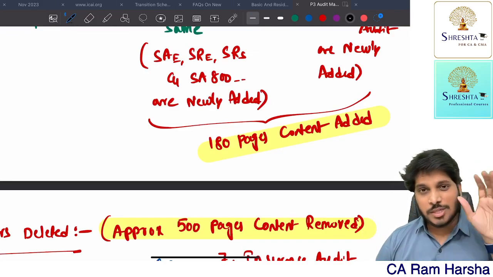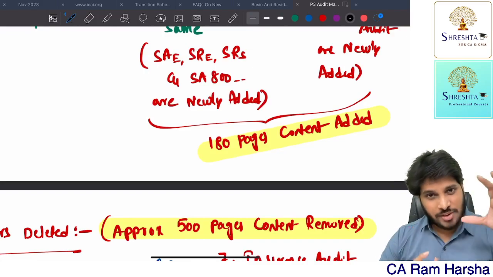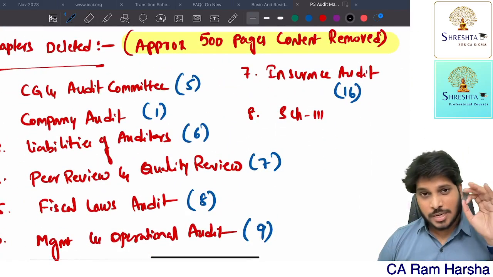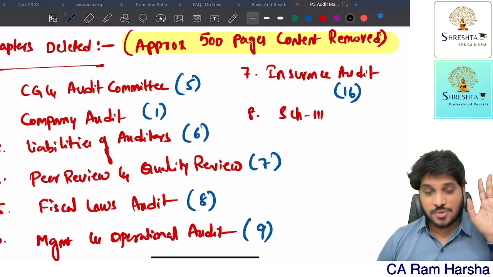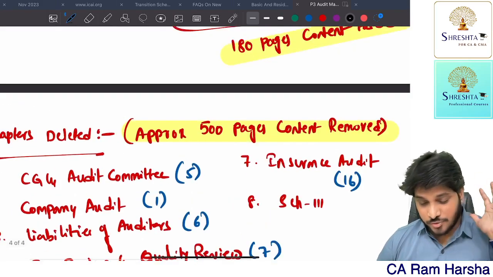I have gone through all the materials of the new scheme of CA final audit, all the chapters. After that, I came to a valid conclusion: major chapters which were there in the old scheme, for those writing in November, were removed. These topics will not be continued in May 2024 onwards.